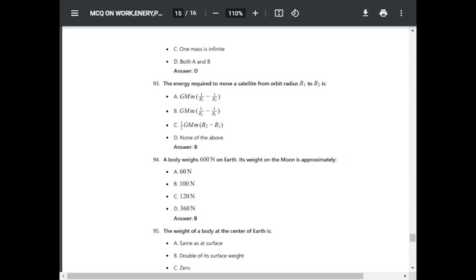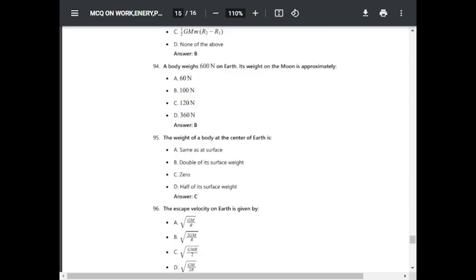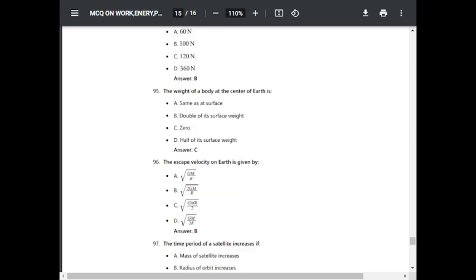Question number 95. The weight of a body at the center of Earth is: option A, same as surface; option B, double of its surface weight; option C, 0; option D, half of the surface weight. The correct answer is C, 0, because g is 0 at center of Earth. Hence weight is also 0. Weight is equal to m into g. The value of g at the Earth center is 0. Hence weight is 0.